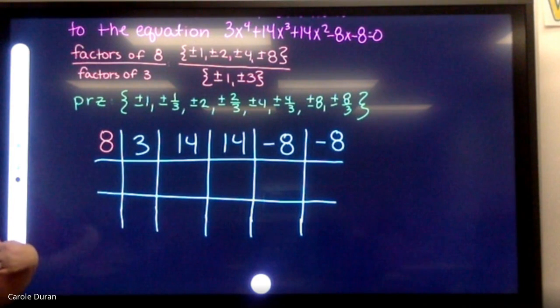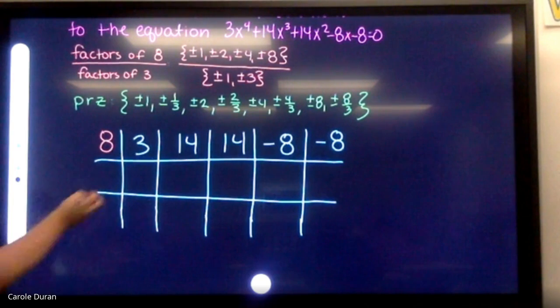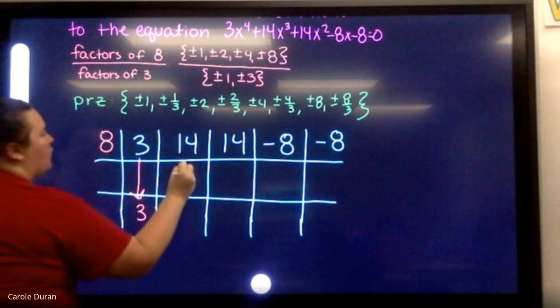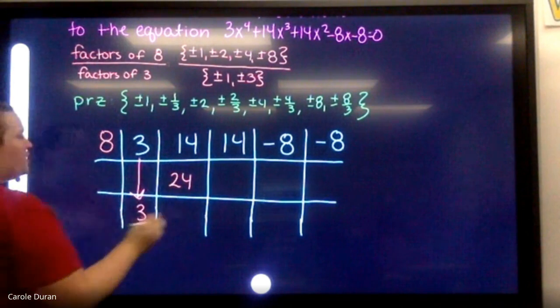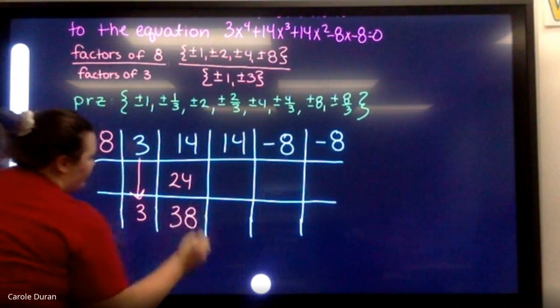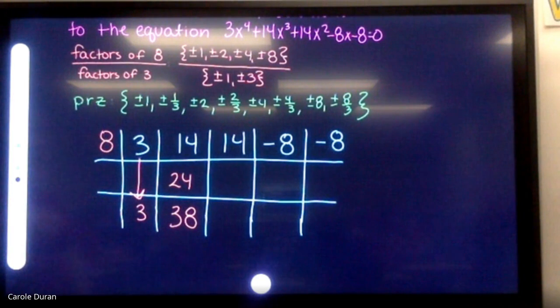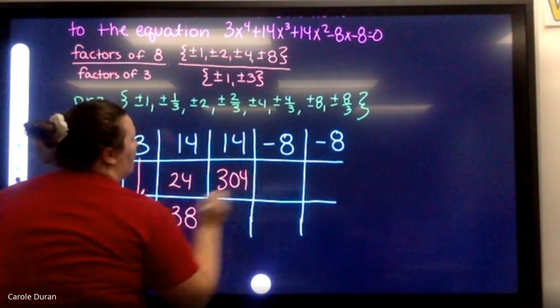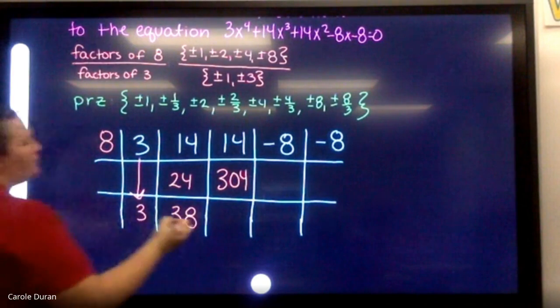You got your first term. It's 3. Okay, let's do the synthetic division. The first coefficient drops down to the third row. 3 times 8 is 24. 14 plus 24 is 38. 38 times 8 is 304. 304 plus 14 is 318.